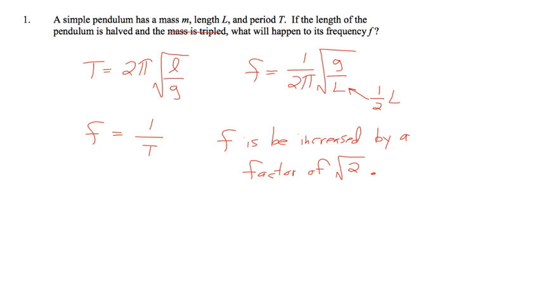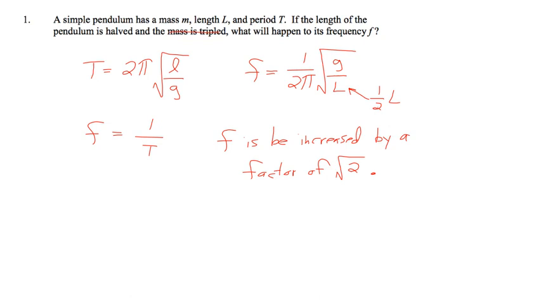Square root of 2 is a number bigger than 1. If you multiply anything by a number bigger than 1, it's going to make the number bigger. If you multiply by a number less than 1, it's going to make it smaller. If you divide by a number bigger than 1, it will make it smaller. And if you divide by a number less than 1, it will make it bigger.